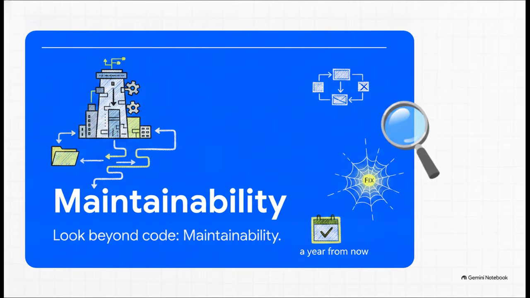And standing right beside scalability is our final pillar, maintainability. Guys, maintainability is the absolute ultimate proof of a healthy system. It basically means that a year from now, when the original author has totally moved on, a brand new developer can hop in, navigate the structure, trace the dependencies, and fix a bug without accidentally taking down the entire login page. That is the ultimate test of a system's longevity. It proves that you actually successfully looked beyond the code to build something that lasts.